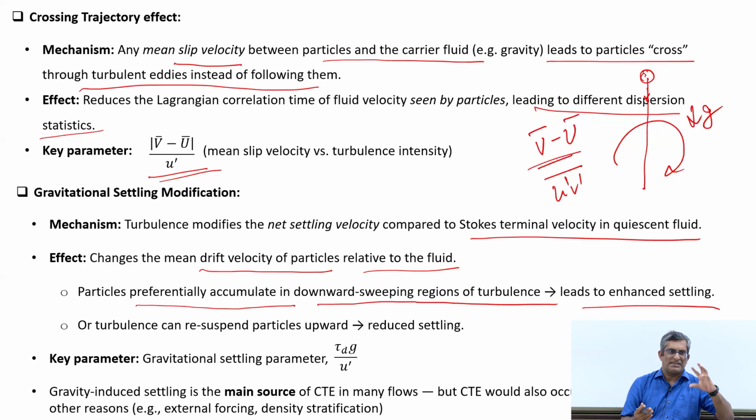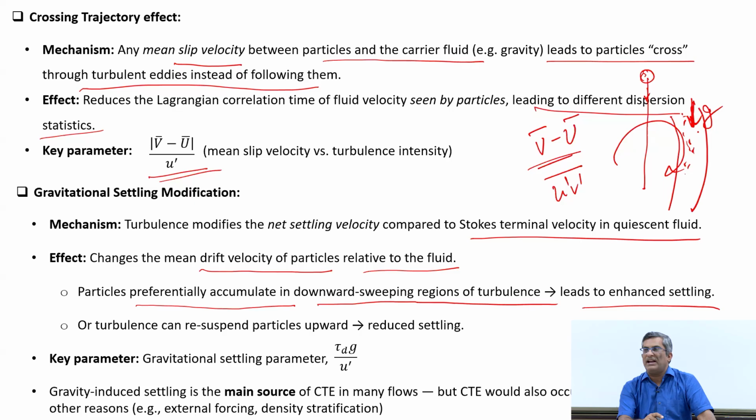This is also in the same example that I had shown. If you have particles here, then on the side of the vortices or eddies where the particle motion is along the gravitational direction, more particles are swept through that region or that side of the eddy.